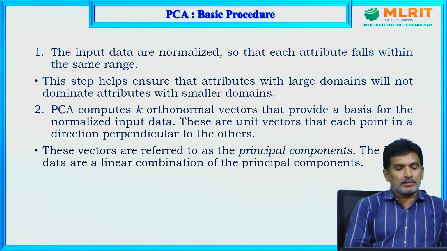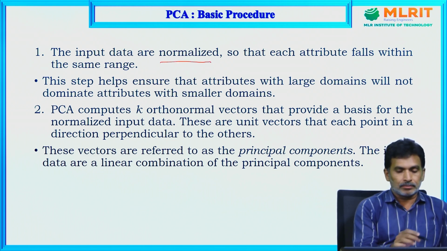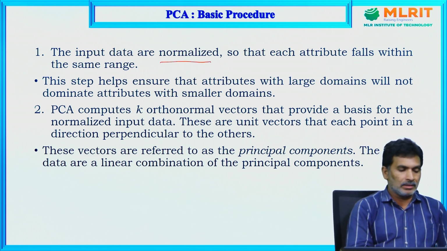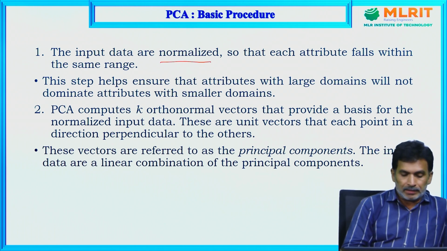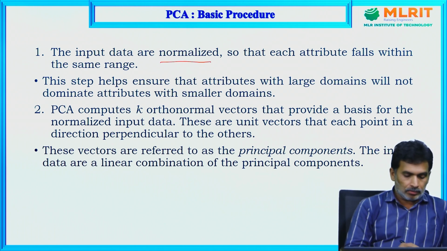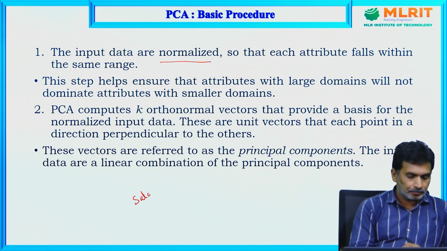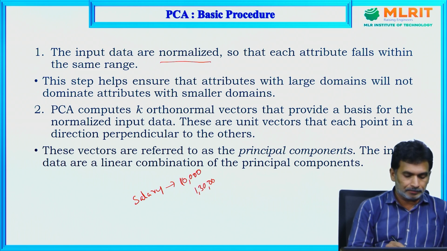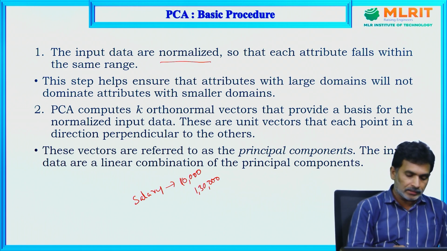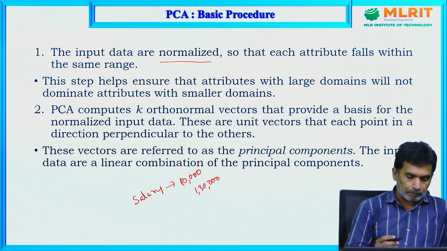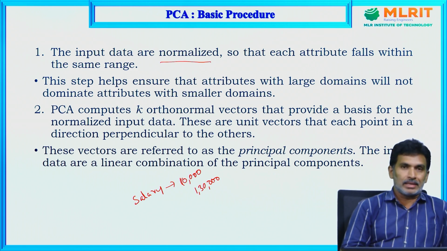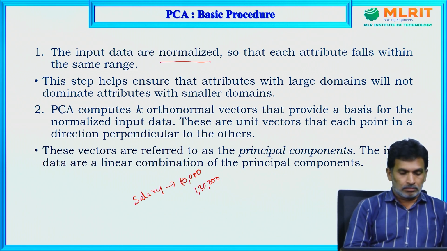The first step is that the input data are normalized so that each attribute falls within the same range. As we discussed in the previous lecture, suppose we take one data set in which the salary range would be, let us say, 10,000 to 1,50,000. That is the salary range in a department. And for all the other remaining features, the range is small.